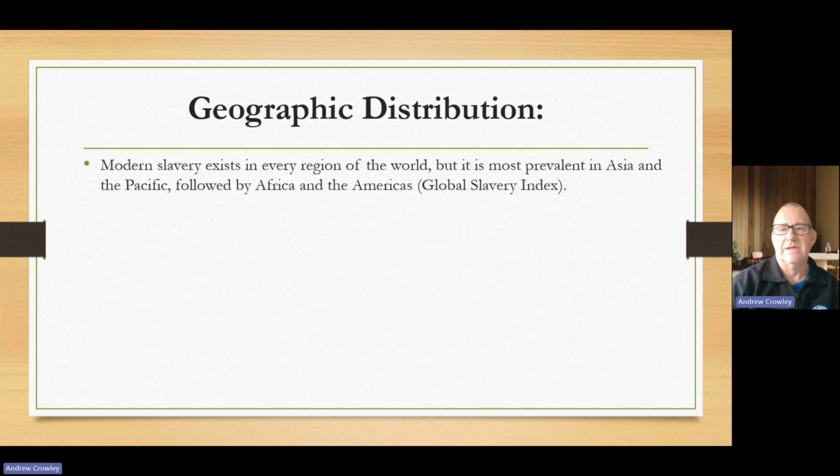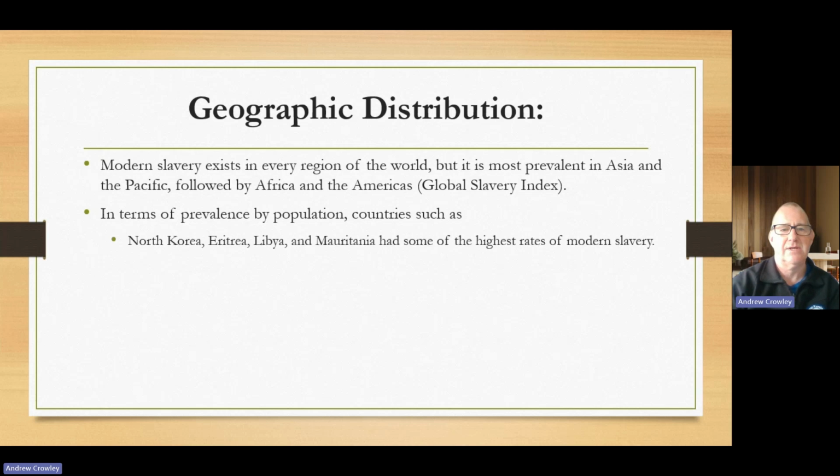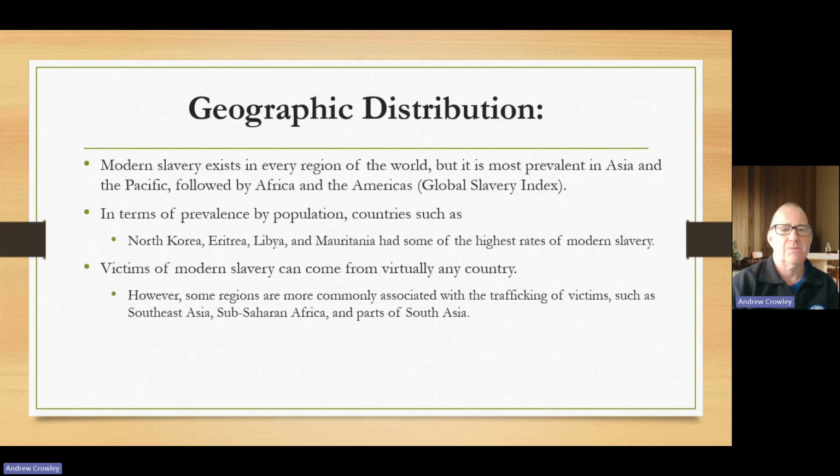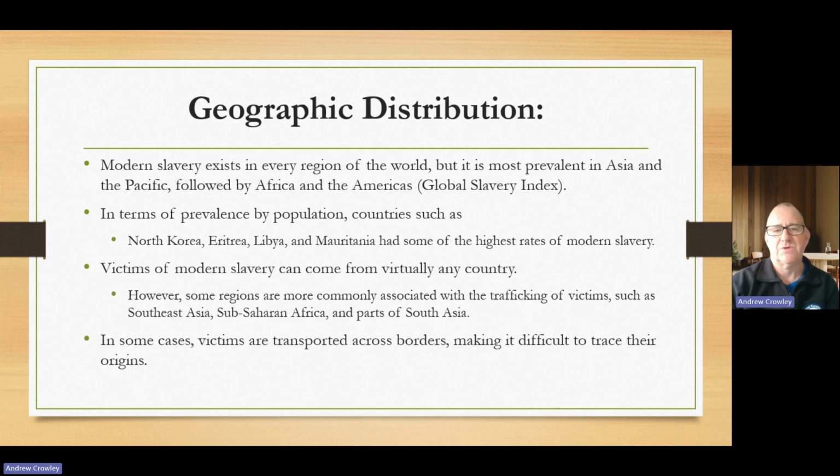Geographic distribution, well, it's all over the world. Modern slavery exists in every region of the world, but it's most prevalent in Asia and the Pacific, followed by Africa and the Americas. In terms of prevalence by population, countries such as North Korea, Eritrea, Libya, Mauritania have some of the highest rates of modern slavery. Victims can come from virtually any country in the world. However, some regions are more commonly associated with trafficking of victims, such as Southeast Asia, Sub-Saharan Africa, and parts of South Asia. In some cases, victims are transported across borders, so it's difficult to trace their origins.